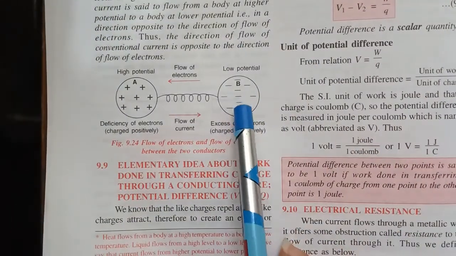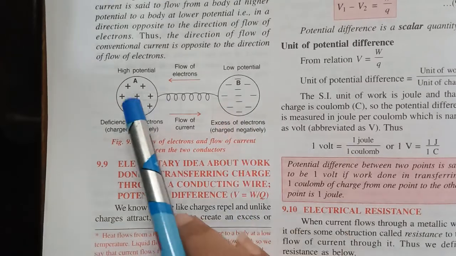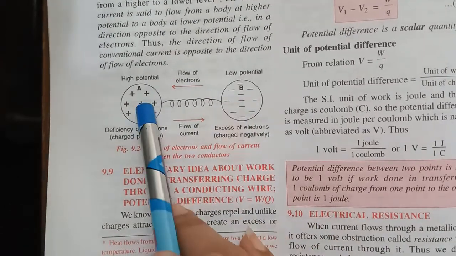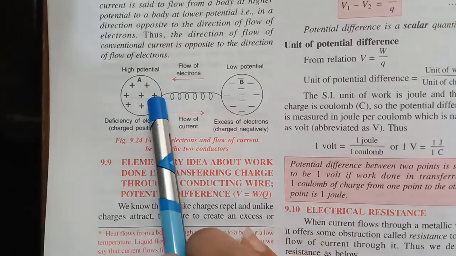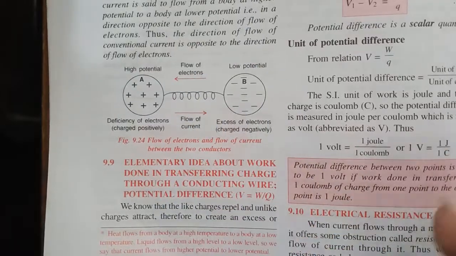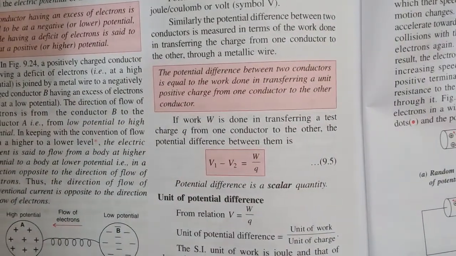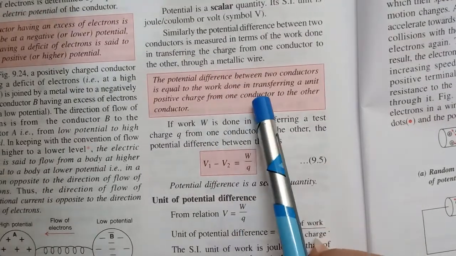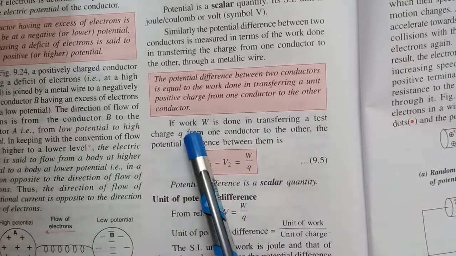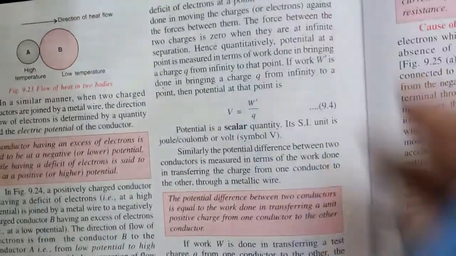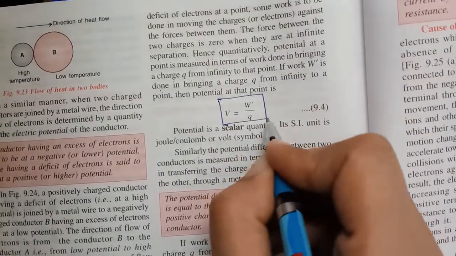Here also, if we take this example, we are transferring a charge from one conductor to another conductor, and the work done in carrying that unit charge is called potential difference. So potential difference between two conductors is equal to the work done in transferring a unit positive charge from one conductor to another. The formula for potential difference is V is equal to W upon Q.